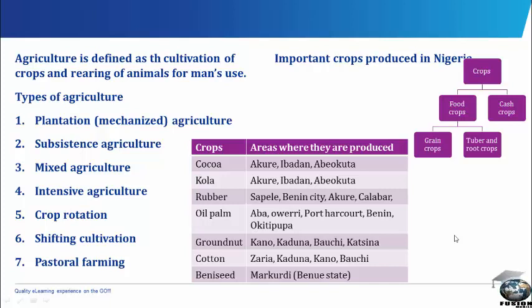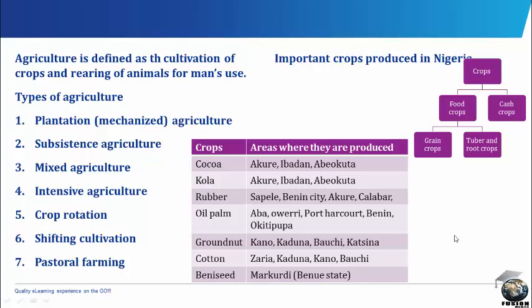The other type of food crop is the tuber and root crops. Examples include the yam, the cocoyam, the cassava, and some grain crops like rice, which are grown in the middle belt and the south because of the favorable rain and fertility of the soil. The other type of crop in Nigeria is cash crops. These are crops grown for sale to provide money either for individuals or for the nation when they are exported.